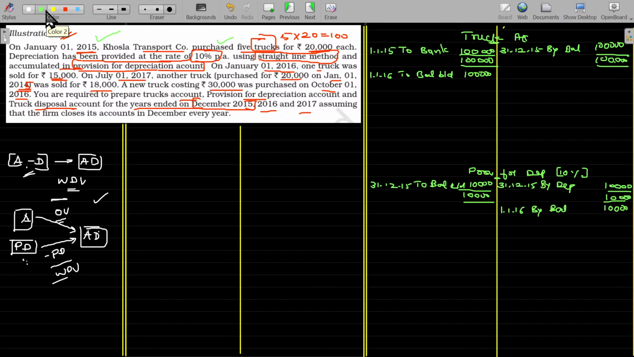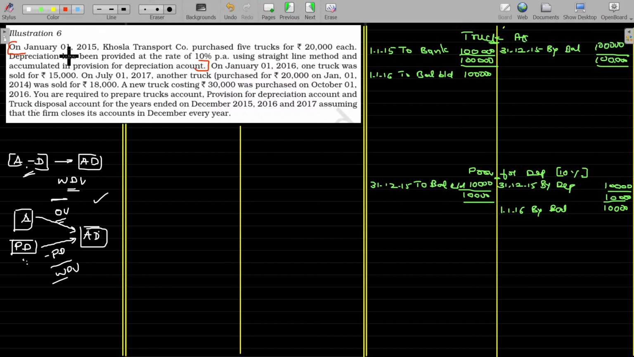Now, 1/1/16, this year ends on 31st December 2016. Meanwhile, on January 1, 2016, one truck was sold for rupees 15,000. One truck was sold for 15,000 rupees. Clear? Up to this, we have completed. Forget about it. We are in 2016. In this year, in the very beginning itself, one truck was sold for 15,000. So, this one is going to be handled separately.